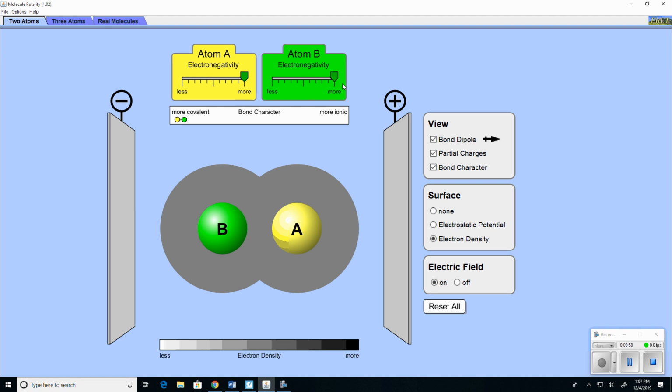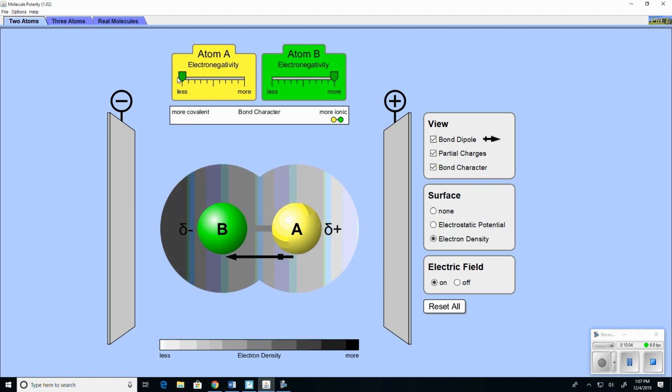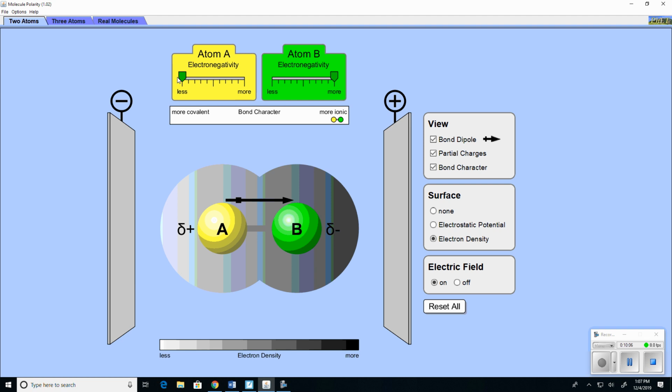And as you finish up 14, number 15 says put the setting at the minimum for A and the maximum for B. What type of bonding is this now? Polar covalent or non-polar covalent? Polar. There's an unequal sharing of electrons.